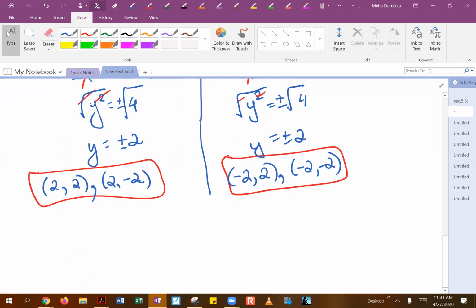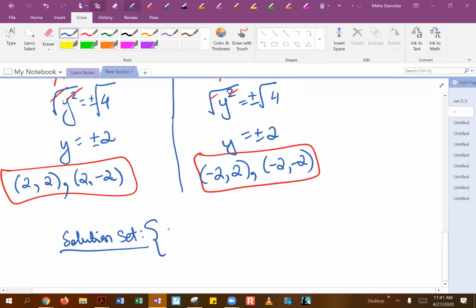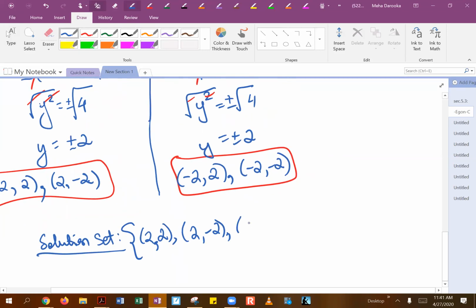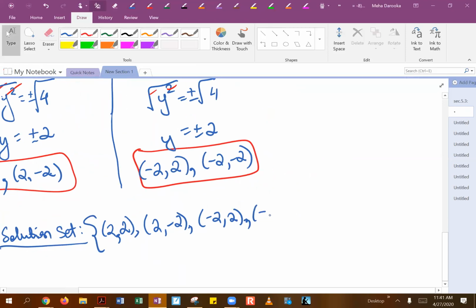So all 4 of these are going to make up our solution set for this system of equations. So we are looking at positive 2 and 2, positive 2 and negative 2, and then negative 2 and positive 2, negative 2 and negative 2.